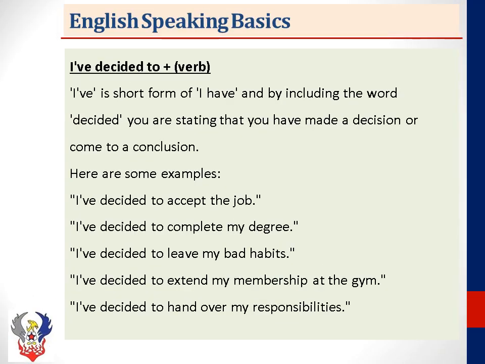I've decided to plus verb. I've is the short form of I have, and, by including the word decided, you are stating that you have made a decision, or come to a conclusion. Here are some examples. I've decided to accept the job. I've decided to complete my degree. I've decided to leave my bad habits. I've decided to extend my membership at the gym. I've decided to hand over my responsibilities.